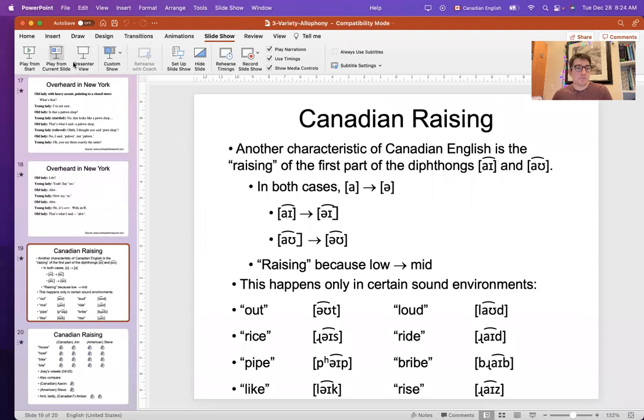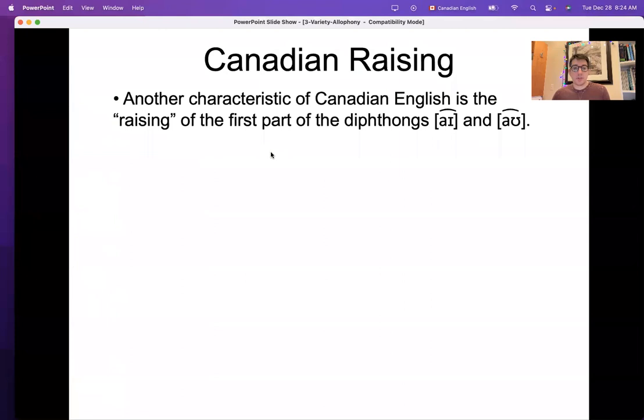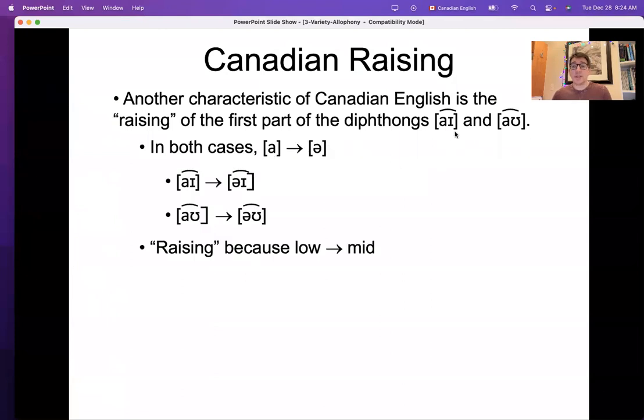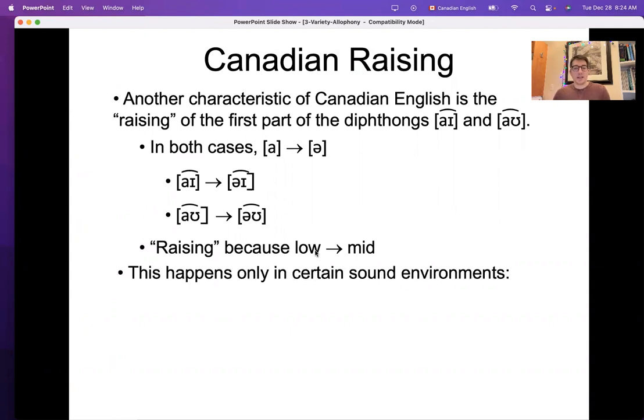And there are some examples for this with /aɪ/ and with /aʊ/. With /aʊ/ it is even more prominent, I think, and I've heard it so many times. So as I said, raising because it goes from low to mid. This happens only in certain sound environments.